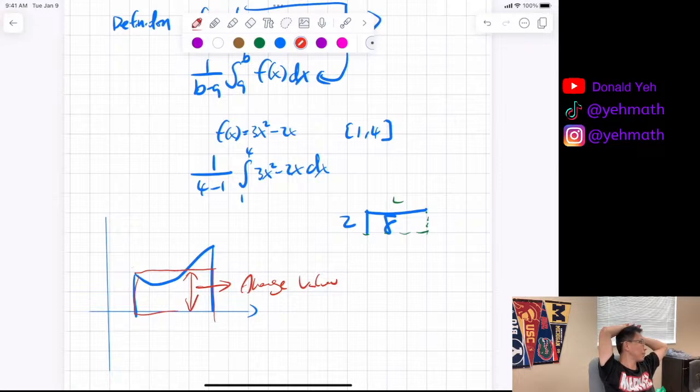Calculus is the fundamental theorem of calculus. Just F of B minus F of A over B minus A, with capital F.